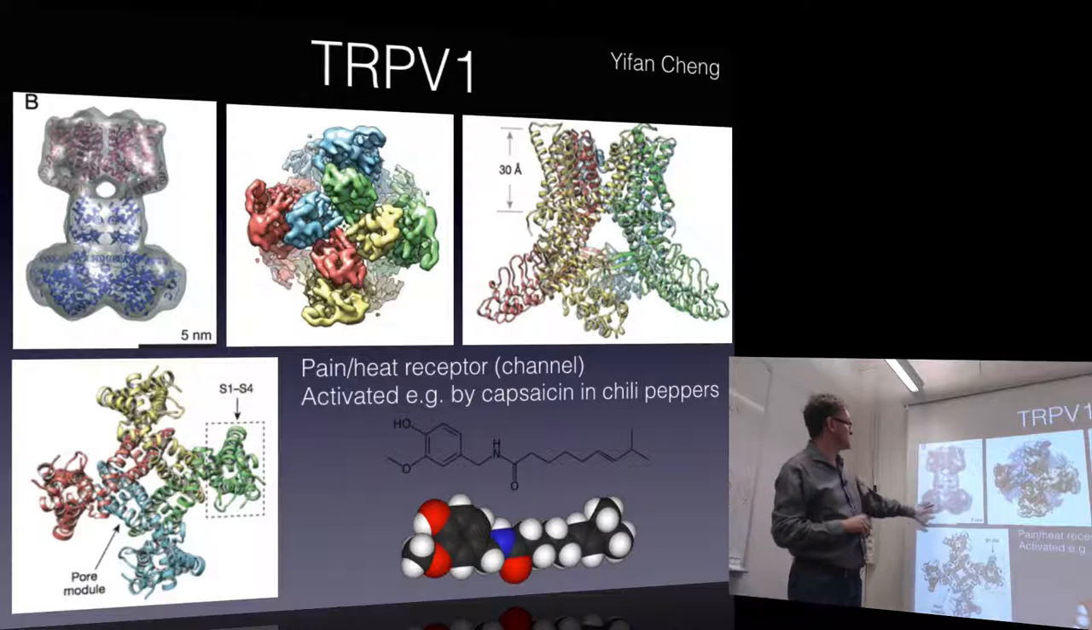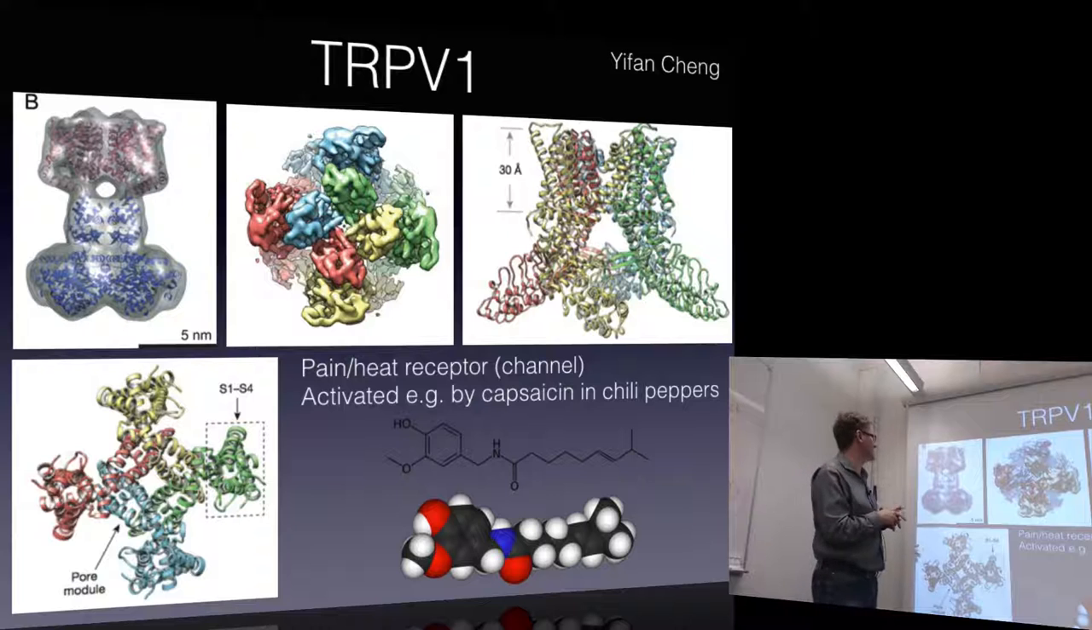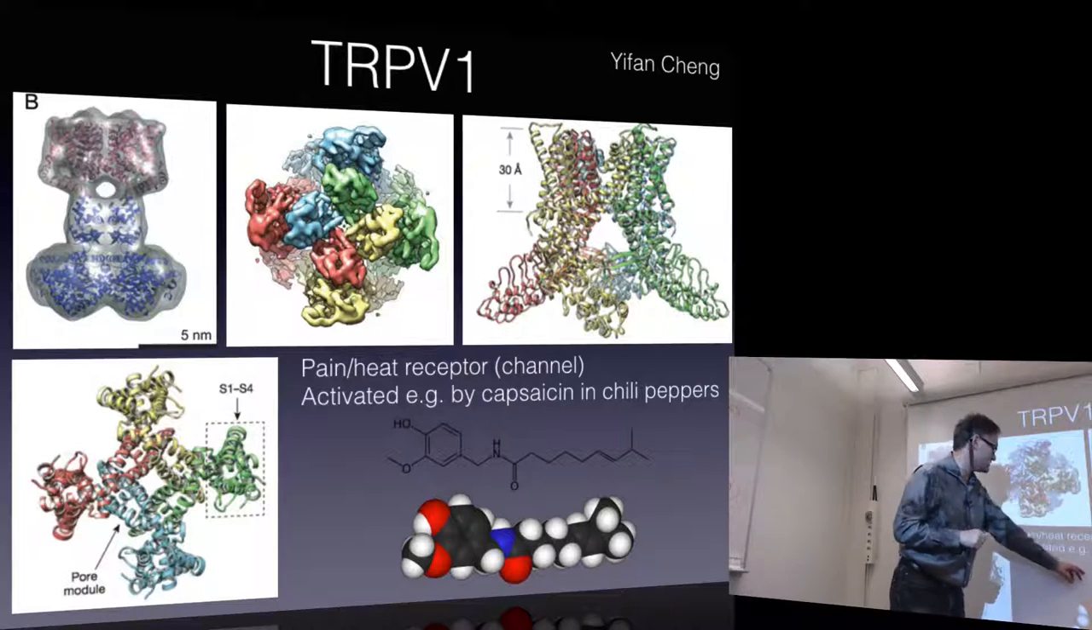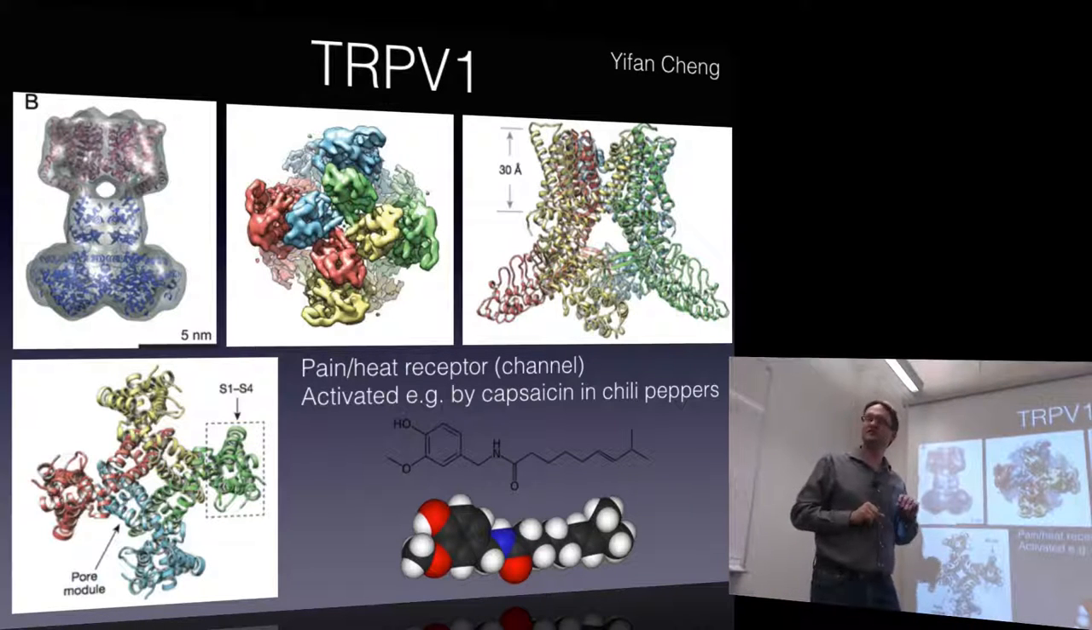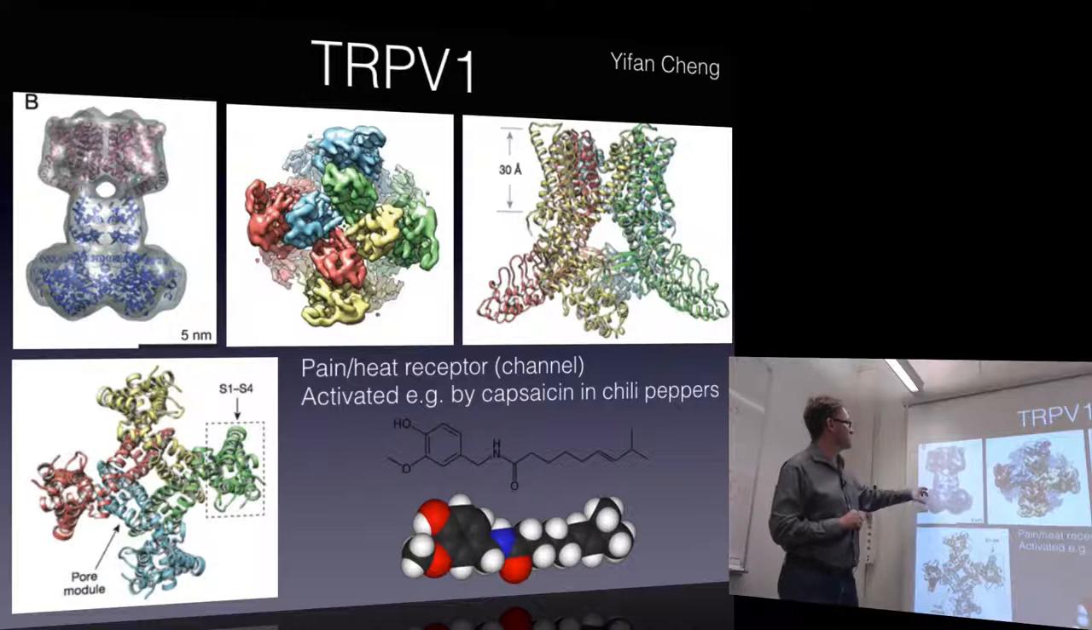So this is a typical old cryo-EM model of this TRPV1 protein. So this is a receptor that is sensitive for pain and heat, and it's a channel that, so when you have certain things like capsaicin in chili peppers, they will bind to this receptor and that will generate nerve signals that you interpret as heat. This would be the traditional cryo-EM image.